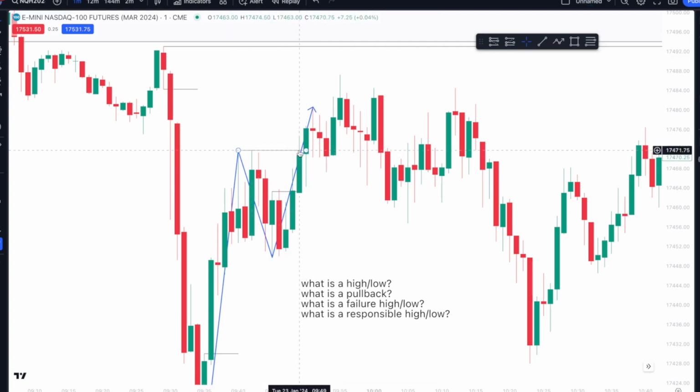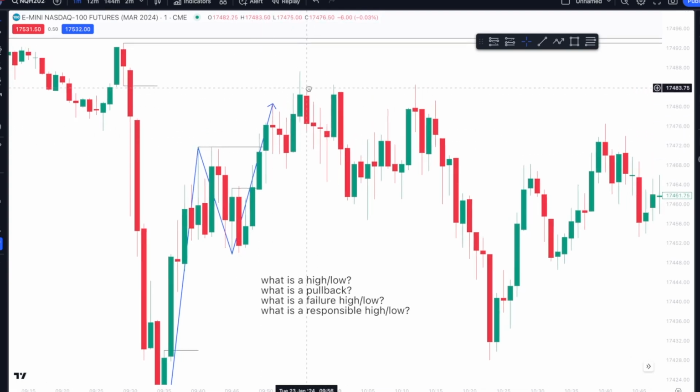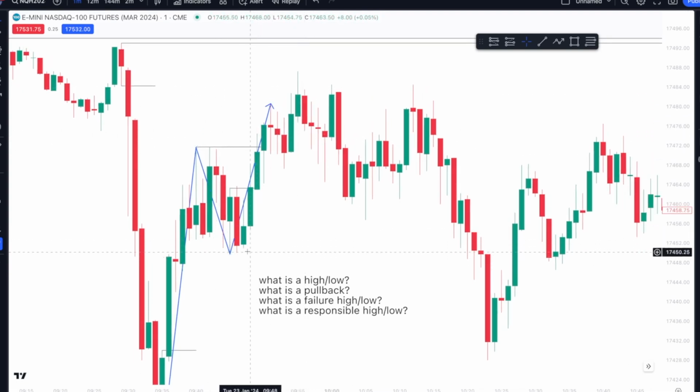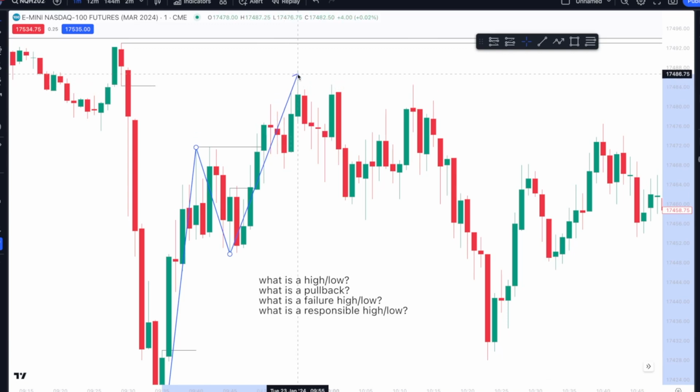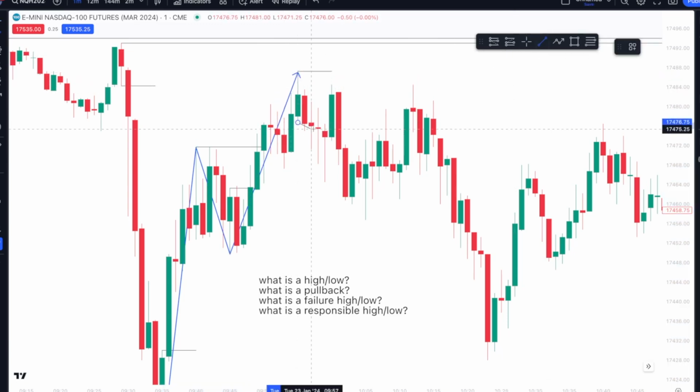Once we close above it, we now know that we can establish a high up here, making this a successful low. Another term is a responsible low. But let's continue. Price is trending up still, and it puts in this high here. We know it's a valid high because we close below it, and after we close below it, we are looking for a low.